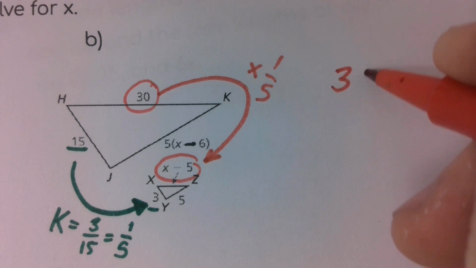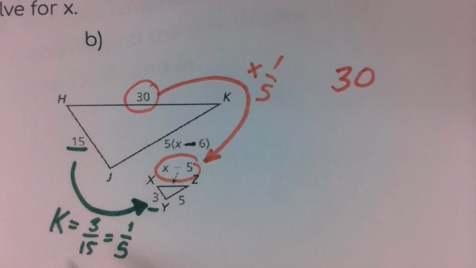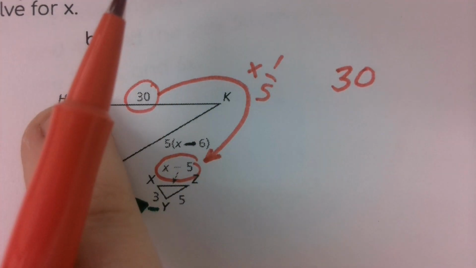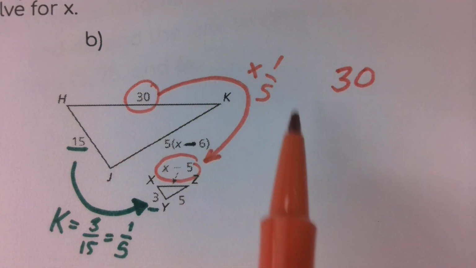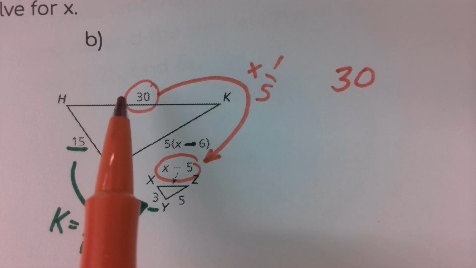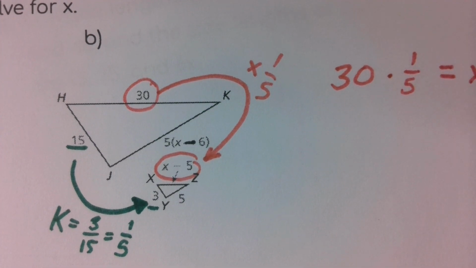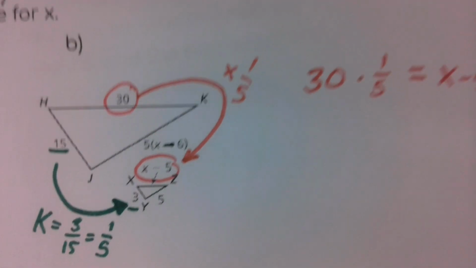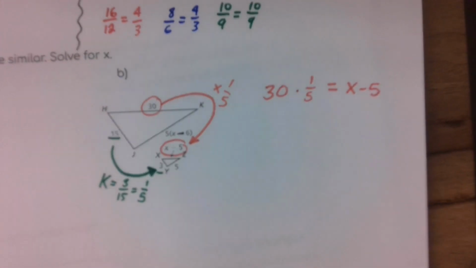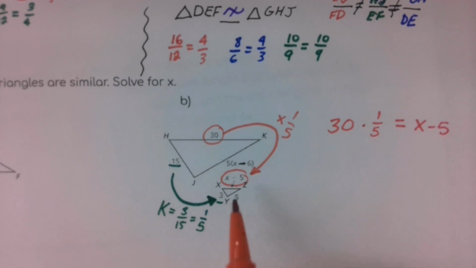This is why it's so important to make sure you have your scale factor from dividing the second by the first. That way you can decide which way to multiply. Here, we could write 30 times 1/5 equals x minus 5. Oops, let me zoom out a little bit. Because in order to get to the x minus 5, we have to apply the scale factor.